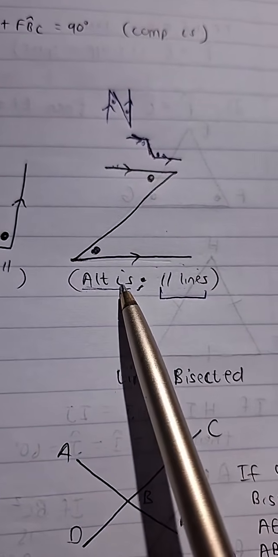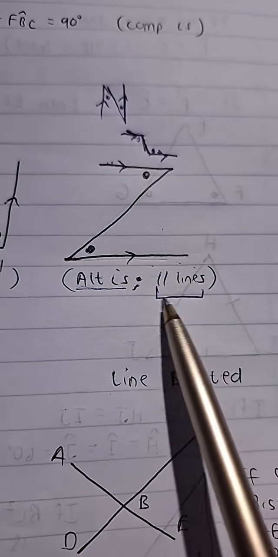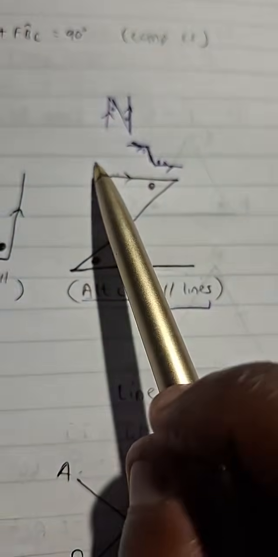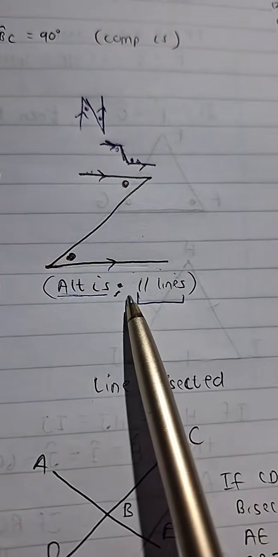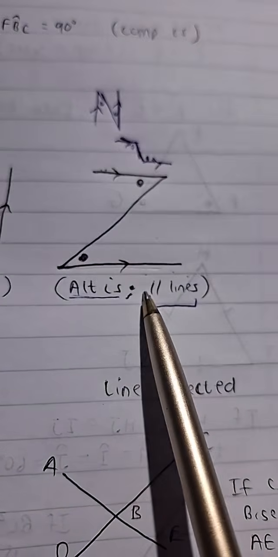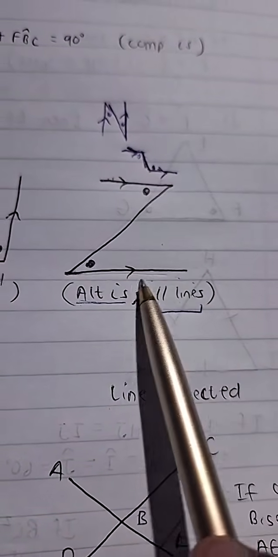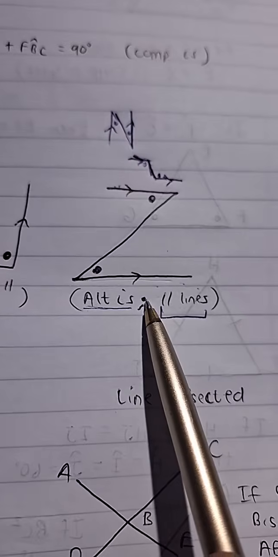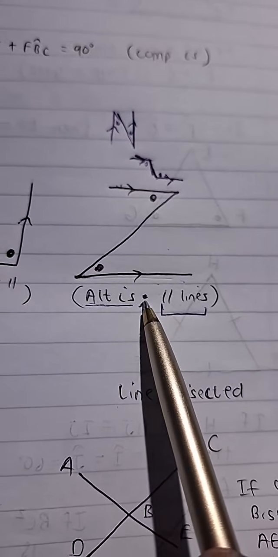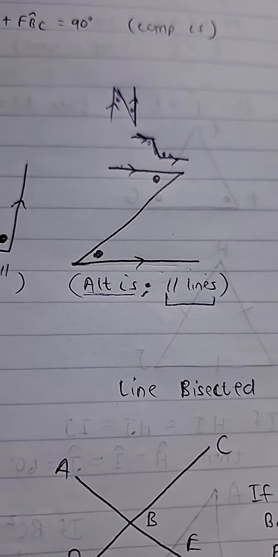Alt angles, semicolon. You indicate the lines that are parallel. So if they have, let's say, AB and CD, after that semicolon you write AB parallel to CD. I am just writing parallel lines here, guys, so that you understand that after you write alt angles, you must indicate the lines that are parallel.